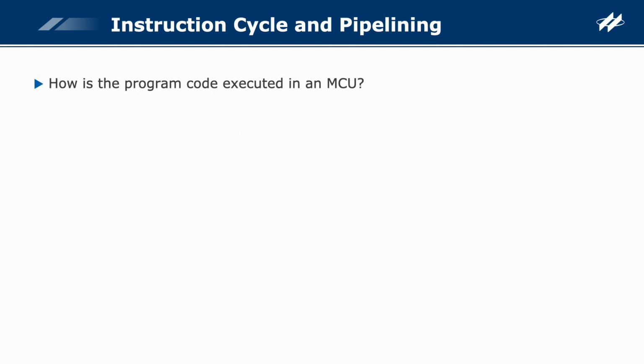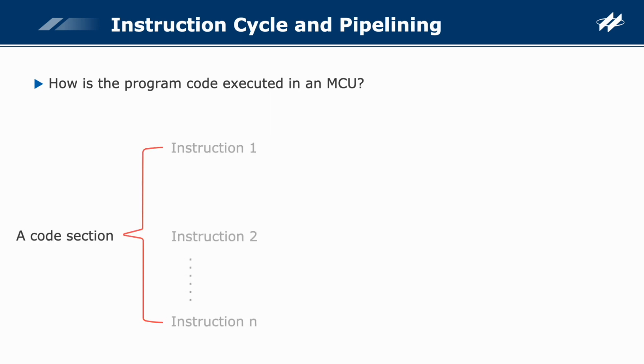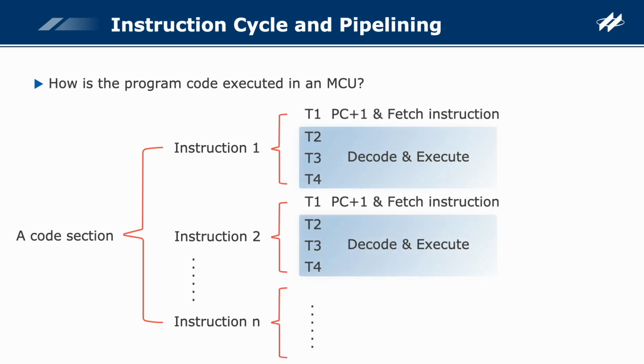How is the program code executed in an MCU? Each code section is divided into multiple instructions, and each instruction performs different actions in different phase clocks. When all instructions have been executed, the code section is considered to be completed.